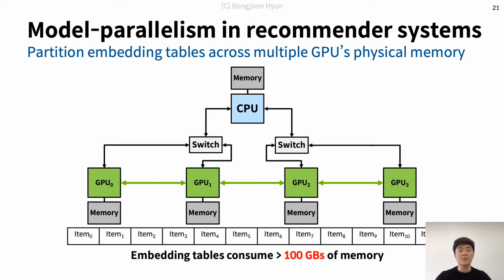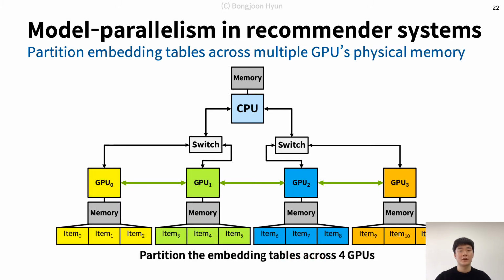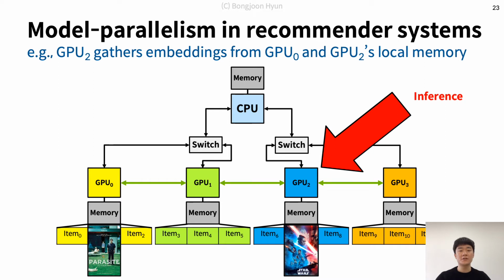As embedding tables for recommendation are in the order of several hundreds of gigabytes, the bandwidth-optimized GPU memory, which is only in the order of several tens of gigabytes, cannot hold entire embedding tables. As such, a GPU system employing model parallelism partitions the embedding table into 4 pieces and distributes them across 4 GPUs. For instance, consider a scenario where GPU 2 gathers 2 embedding vectors allocated in GPU 0 and GPU 2.